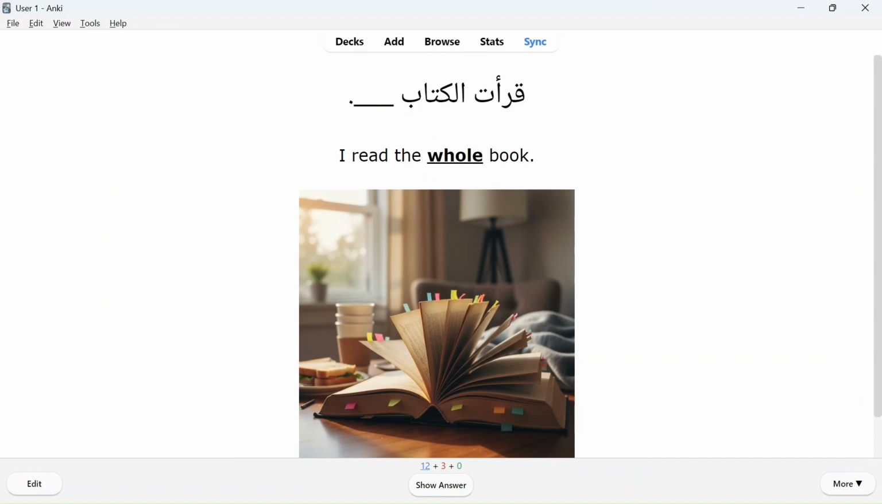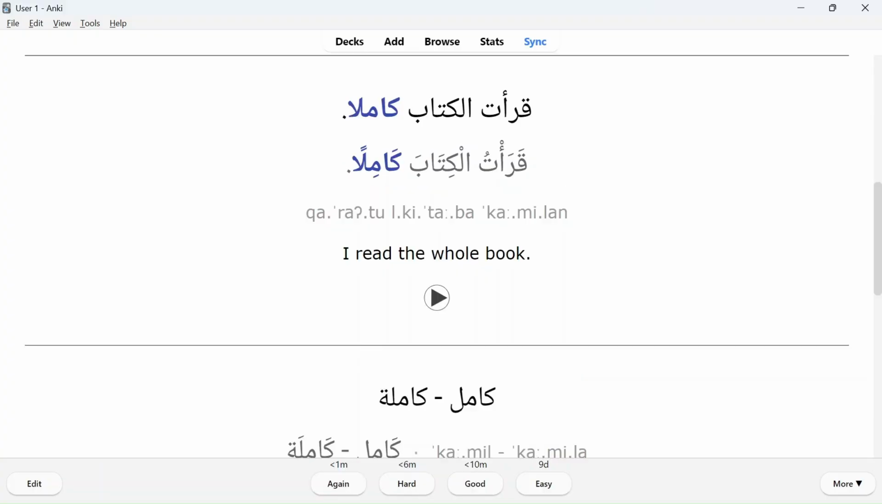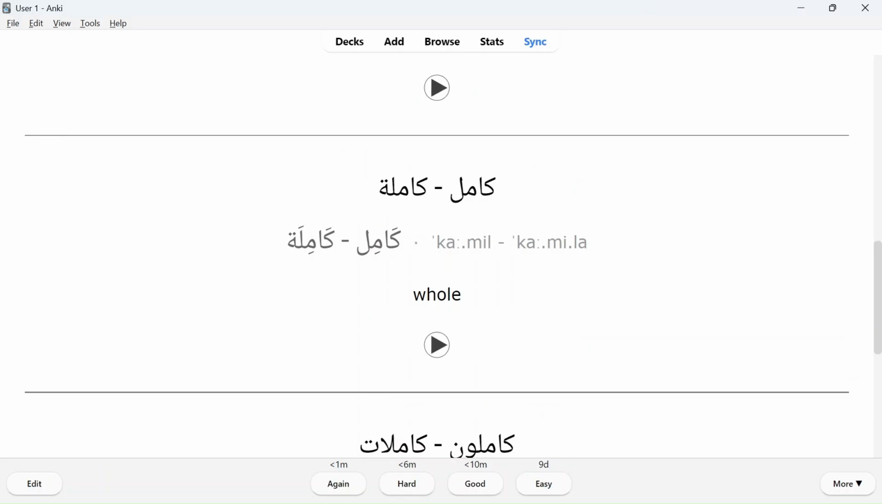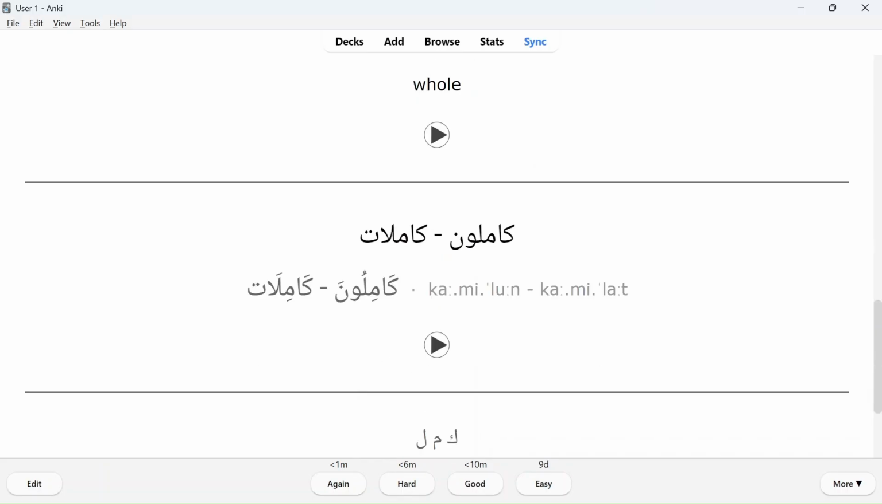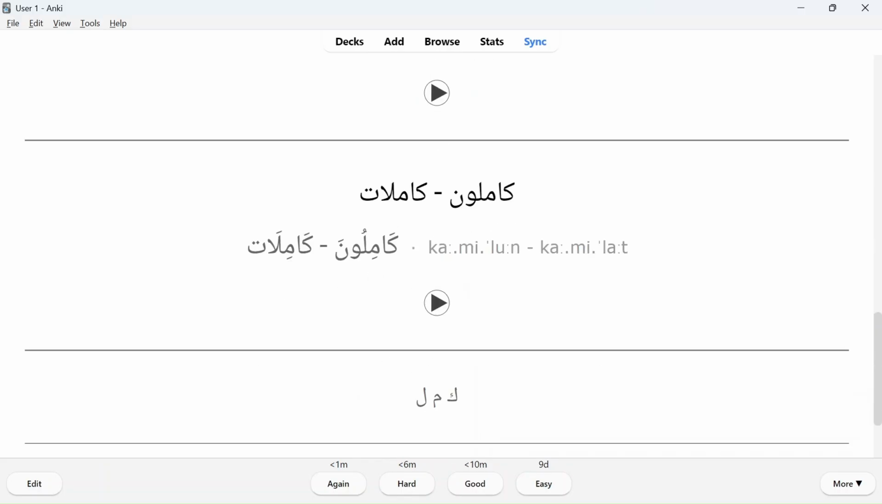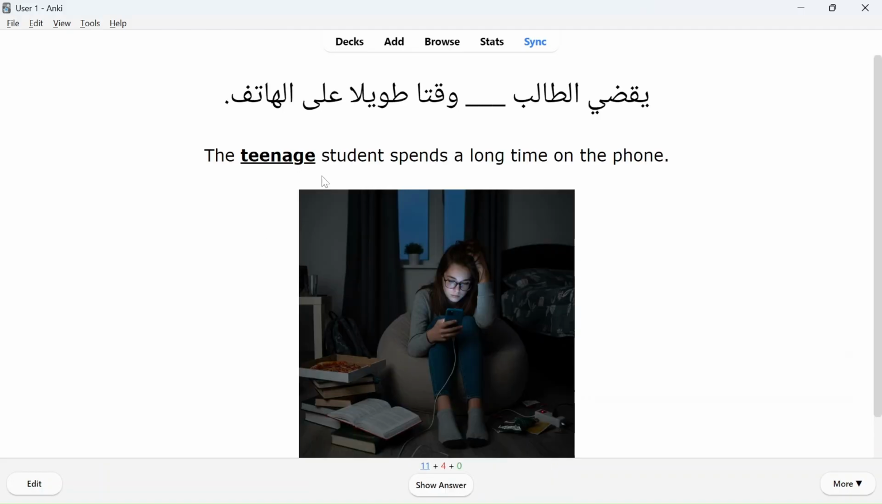I read the whole book. How do you say whole? قرأت الكتاب كاملا. كامل، كاملة. كاملون، كاملات. The final one, the teenage student spends a long time on the phone.